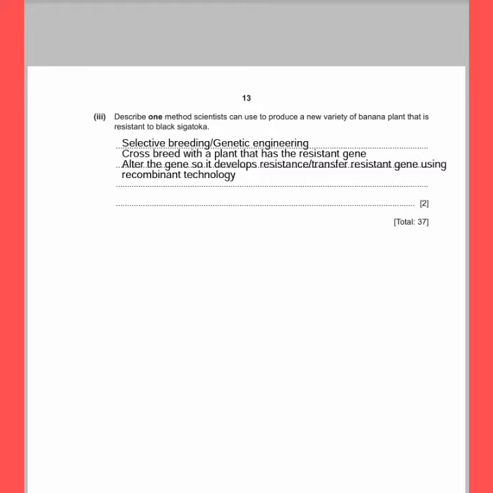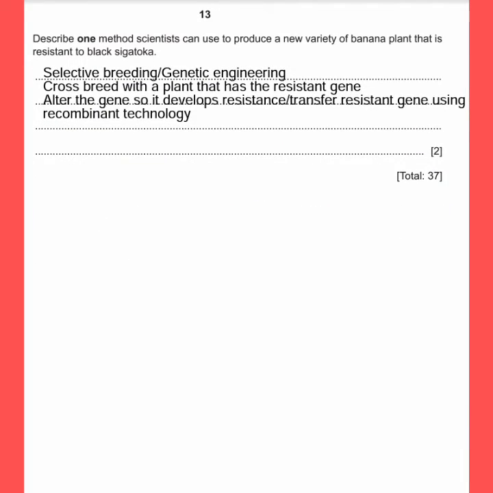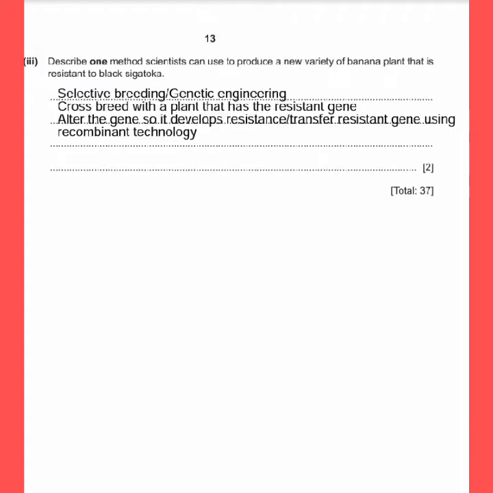Then we have describe one method scientists can use to produce a new variety of banana plant that is resistant to black sigatoka. So we learned about two things according to our syllabus. We have the idea of genetic engineering and we have the idea of selective breeding, right? And then we're simply going to describe it. Selective breeding is just the idea of crossbreeding with a plant that has a resistant gene, and genetic engineering is just the idea of passing the gene from a species to that particular species. You want to alter the gene using recombinant technology. Recombinant technology is just the idea of cutting using enzymes so that we can insert the particular gene required, okay?